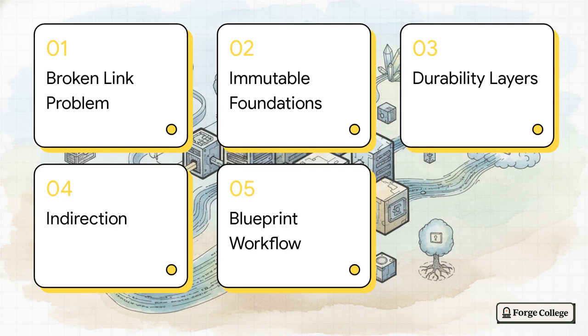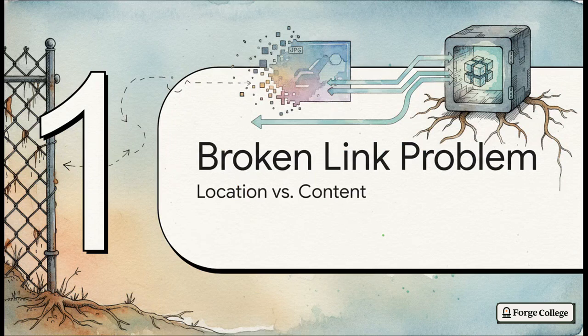Poof, gone. Now, in our previous lesson, we checked the plumbing, so to speak, when we covered testing and debugging transaction chains. Today, here is our blueprint. 1. The broken link problem. 2. Immutable foundations. 3. Durability layers. 4. Indirection. And 5. Our blueprint workflow.